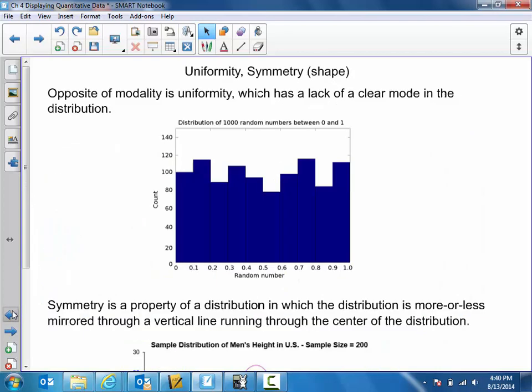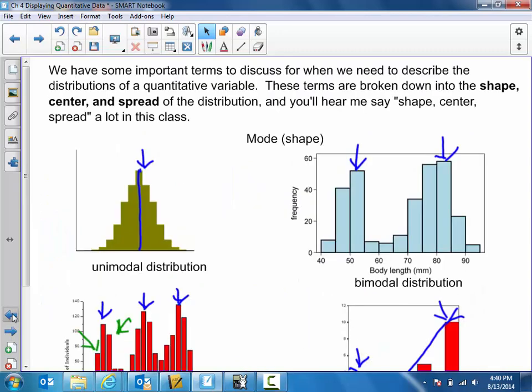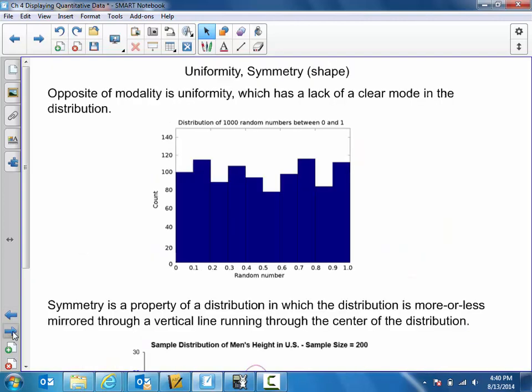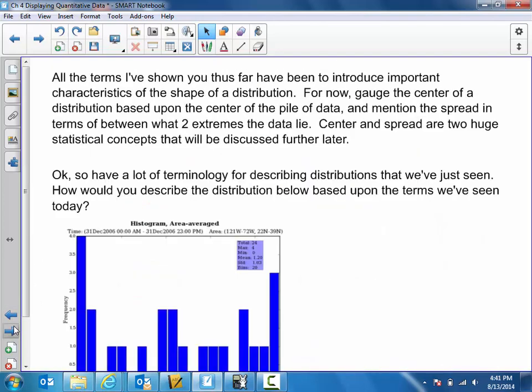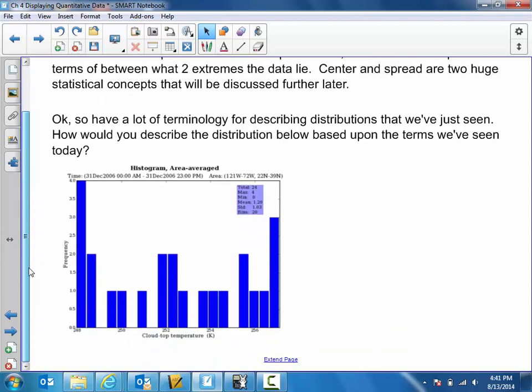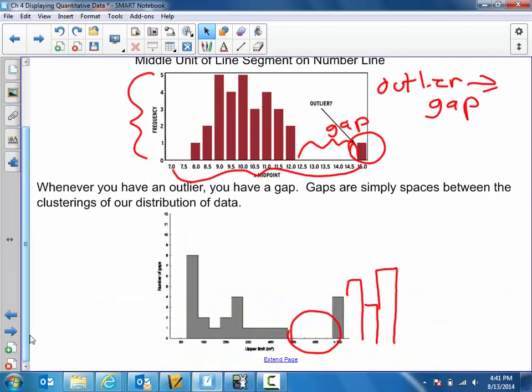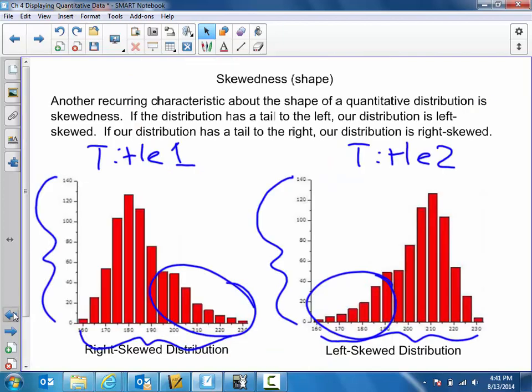Let me recap real quick. We talked about outliers and gaps. We talked about skewedness. We talked about uniformity and symmetry. And we talked about modality, which is really the big one, along with symmetry, in describing the shape of a histogram of quantitative distributions. We have not yet talked about the center and spread. We said there are descriptions of histograms: you want to talk about their shape, their center, their spread. We've hit shape. The center, for now, next chapter we're going to change this.